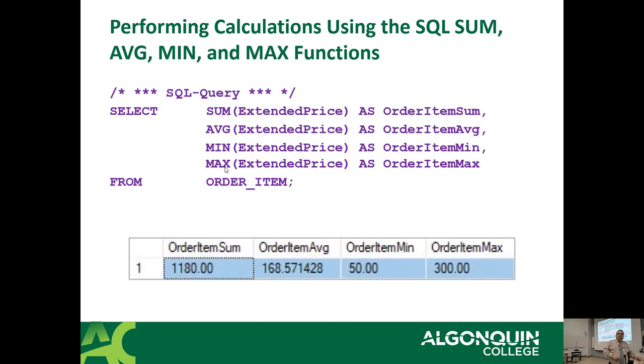Now, what is kind of cool with the aggregate functions is you can run multiple aggregate functions at the same time. So you can literally get the min, max, average, and sum all in one go. And it'll return multiple values. And now I'm just going to demonstrate this stuff.